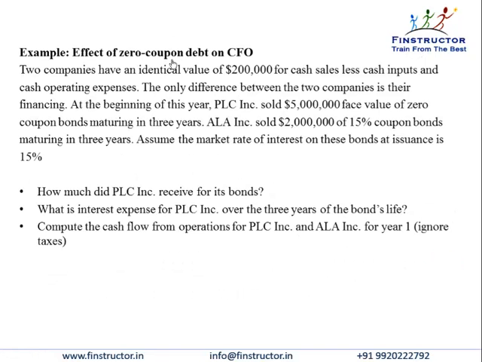Zero coupon bonds are bonds that do not pay any coupon during their life. They just pay the par value at maturity. So let's understand the accounting for zero coupon bonds. Two companies have identical value of $200,000 for cash sales less cash inputs and cash operating expenses. So this is like the cash flow from operations, that is $200,000 for both companies. The only difference between the two companies is their financing.